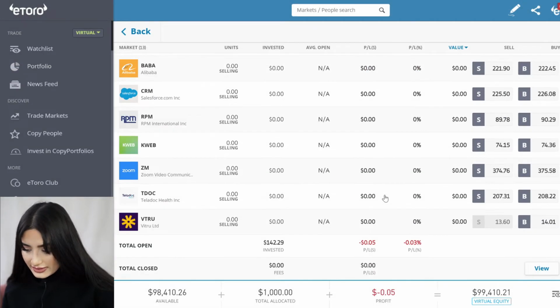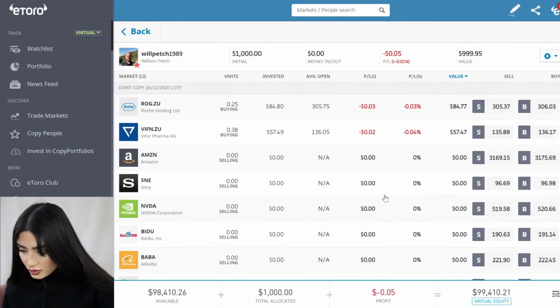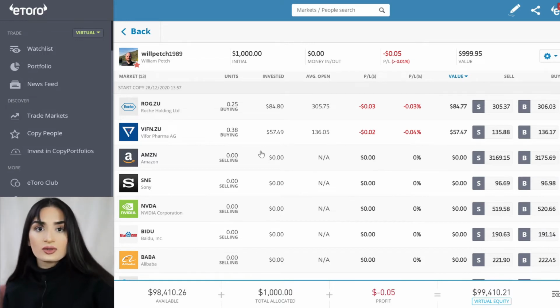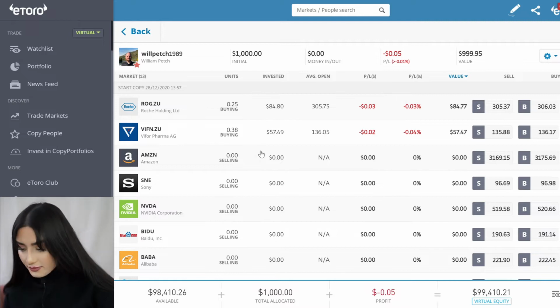And of course, some of the trades will take a while to execute. Perhaps the market is closed, and like I mentioned earlier, if the market is closed, then eToro will execute a market order for you. So when the market does open, that position will open straight away at the first market price when the market is opened. And yeah, that's how we look at that.